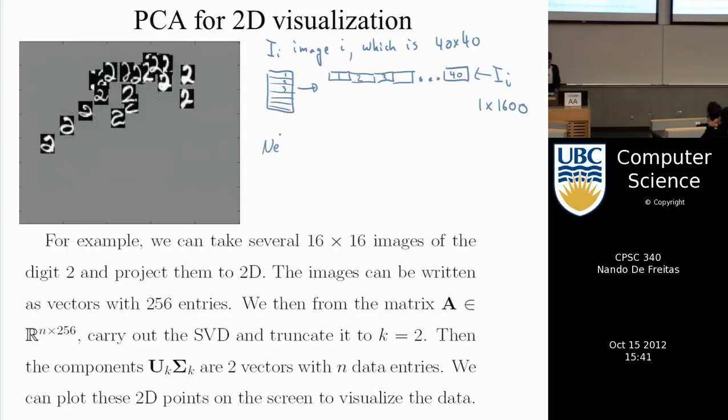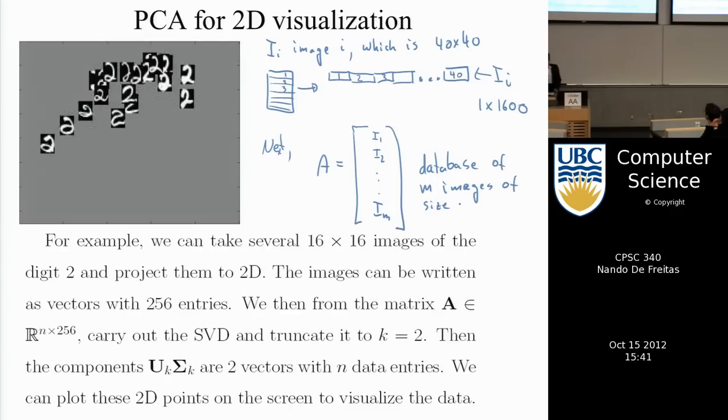Okay. Next, we form a database, A, and the matrix, the database, will have I1 and I2 and so on up to IM. Okay, so this is a database of M images. That's the preceding step. So now I've converted, not an image is not a matrix, but a collection of images can also be represented as a matrix.